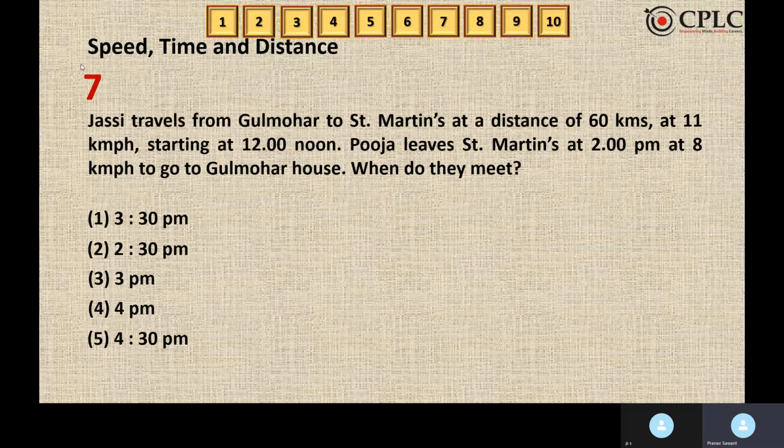Moving to the next question. Jasi travels from Gulmohar to St. Martins at a distance of 60 kilometers at 10 km per hour. Starting at 12 noon, Pooja leaves St. Martins at 2 p.m. at 8 km per hour to go to Gulmohar house. When do they meet?